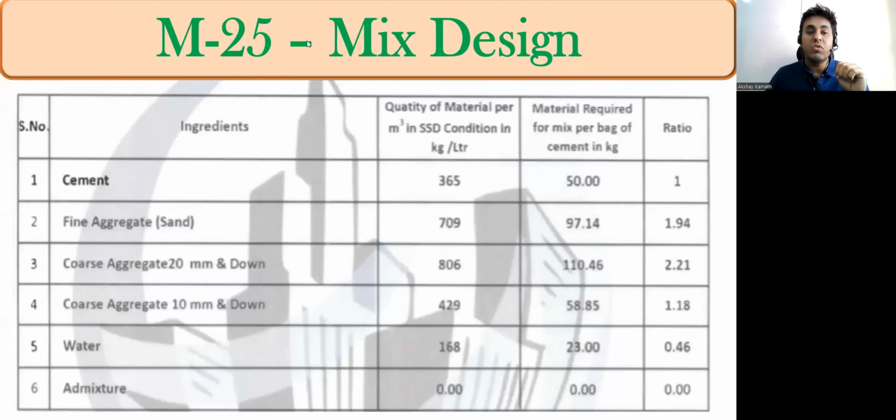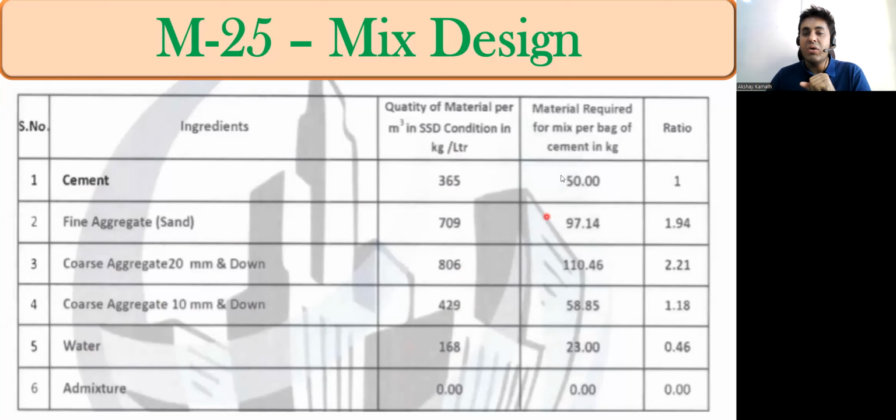So in that case, when you work in any big construction company, there will be a quality control engineer or your project manager who will do the mix design. Now I have one mix design with me for M25 grade of concrete. The cement content you're supposed to put is 365 kg. Fine sand will be 709. Coarse aggregate of 20 mm and down will be 806 kg. Coarse aggregate 10 mm and down is 429 kg. Water you're supposed to add is 168 kg.